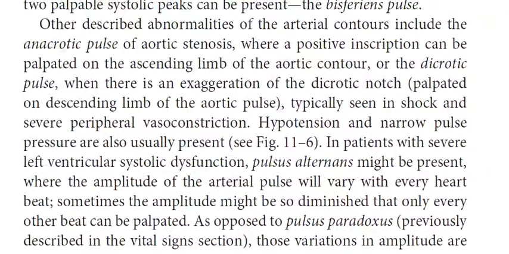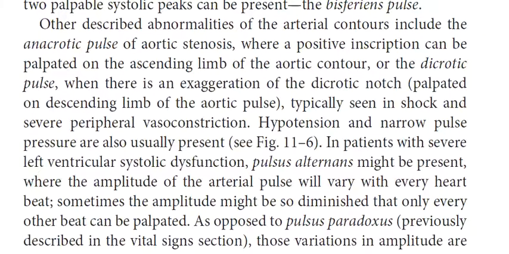Other described abnormalities of the arterial contours include the anacrotic pulse of aortic stenosis, where a positive inscription can be palpated on the ascending limb of the aortic contour, or the dicrotic pulse when there is an exaggeration of the dicrotic notch palpated on the descending limb of the aortic pulse, typically seen in shock and severe peripheral vasoconstriction. Hypotension and narrow pulse pressure are also usually present.